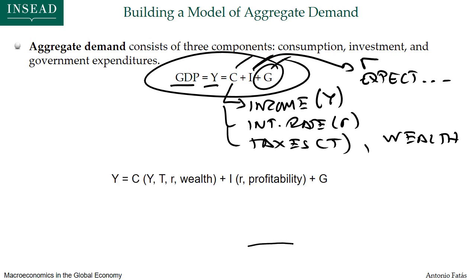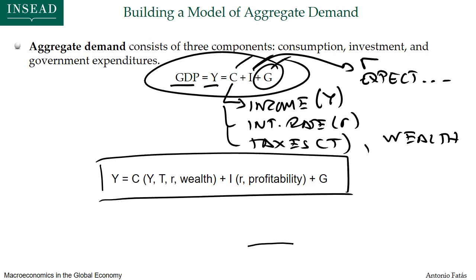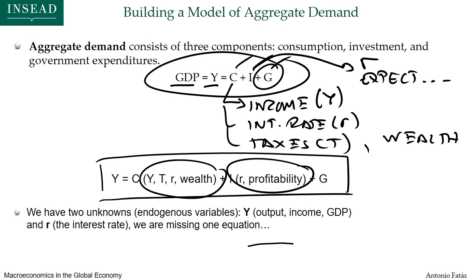Now, we're going to write this in a very simple equation that says the GDP, or Y, is going to be equal to these three components, and each of these components is going to depend on other variables. Now, as a model, we try to understand whether we can find answers to our questions, or another way of saying it, whether we can solve the model. Now, we have two unknowns, or what we call endogenous variables. One of them is output, which we call Y, and the other is the interest rate. But we only have one equation, which means we're missing some information, or we're missing a second equation to be able to solve our model.